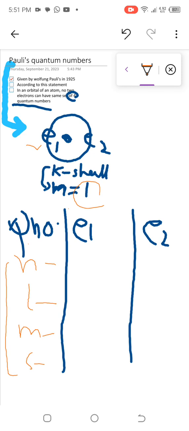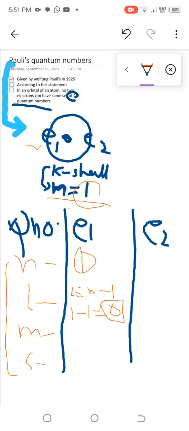In this, the principal quantum number n is equal to 1, and l. To determine l we have one formula: l is equal to n minus 1. Here n is 1, so 1 minus 1 is equal to 0. So here the azimuthal quantum number is 0.